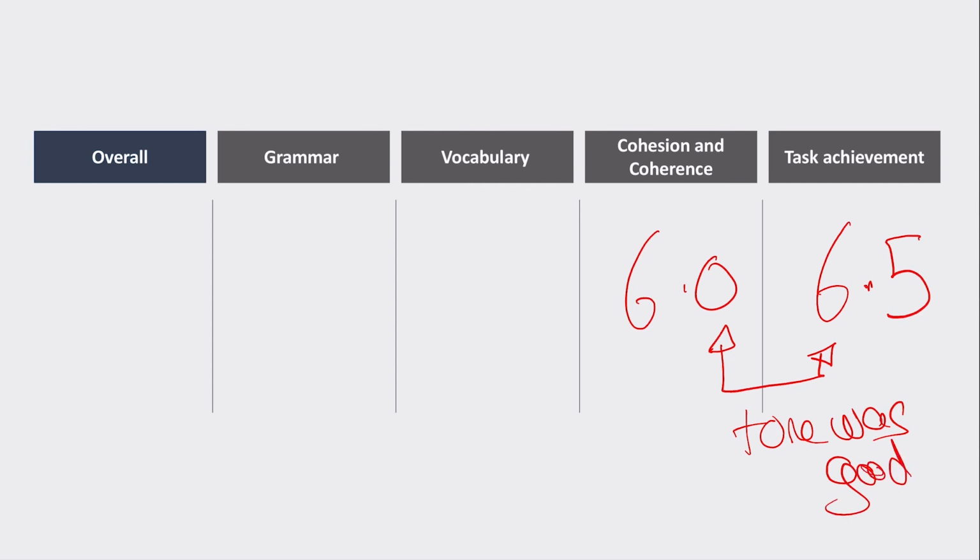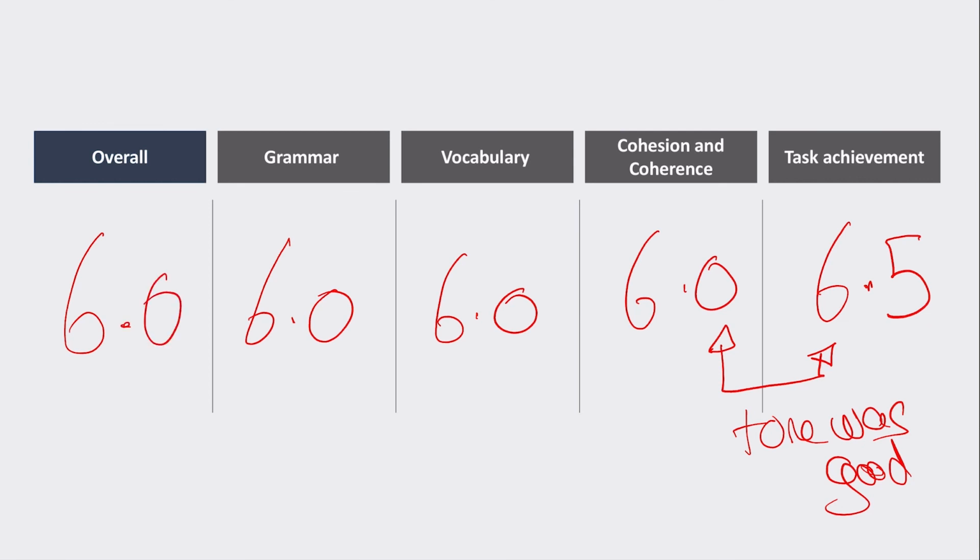Vocabulary was pretty good. Vocabulary was definitely a 6.0. And then with grammar, I mean, there were some mistakes, but they didn't ever really affect her communication. So again, I would want to give a 6 for that. And so overall, I'd be comfortable giving this a 6.0 overall score.